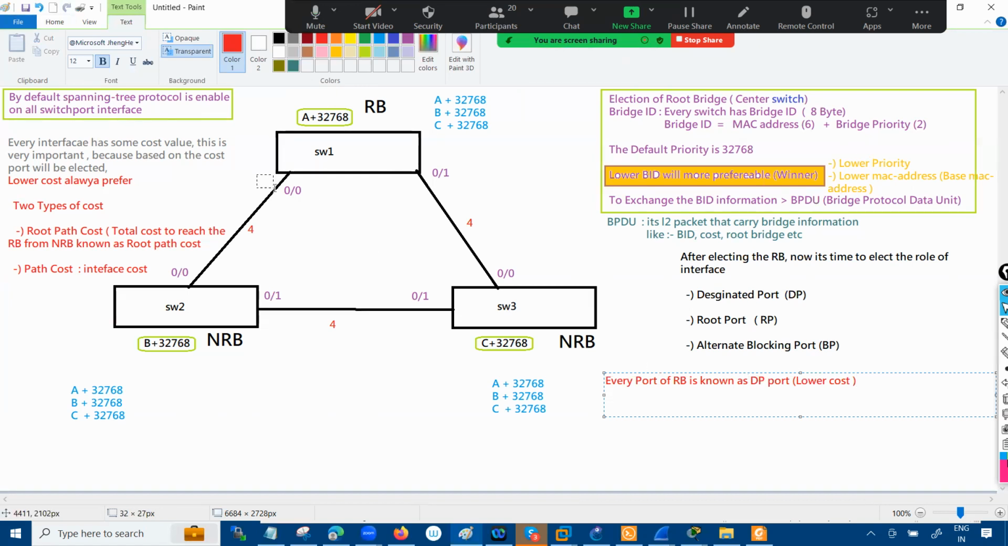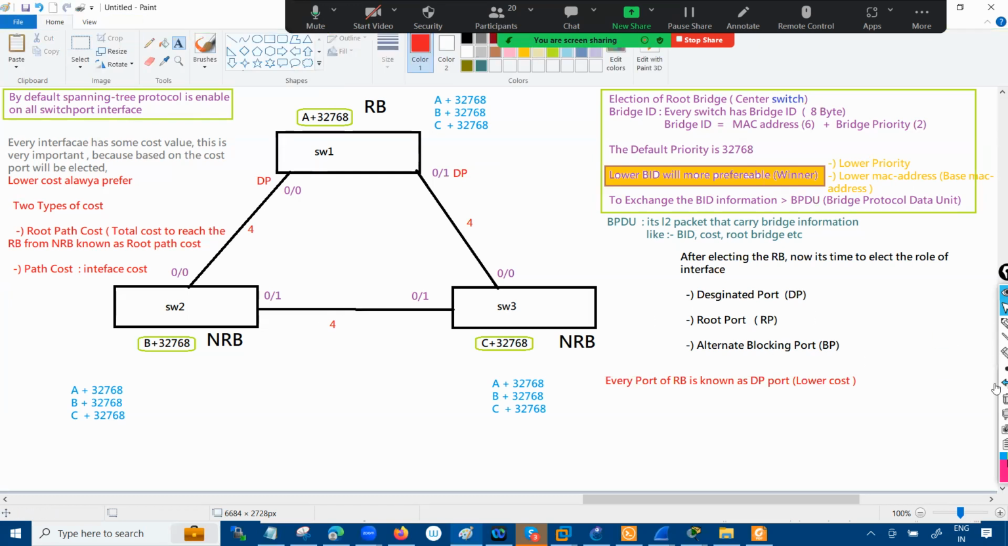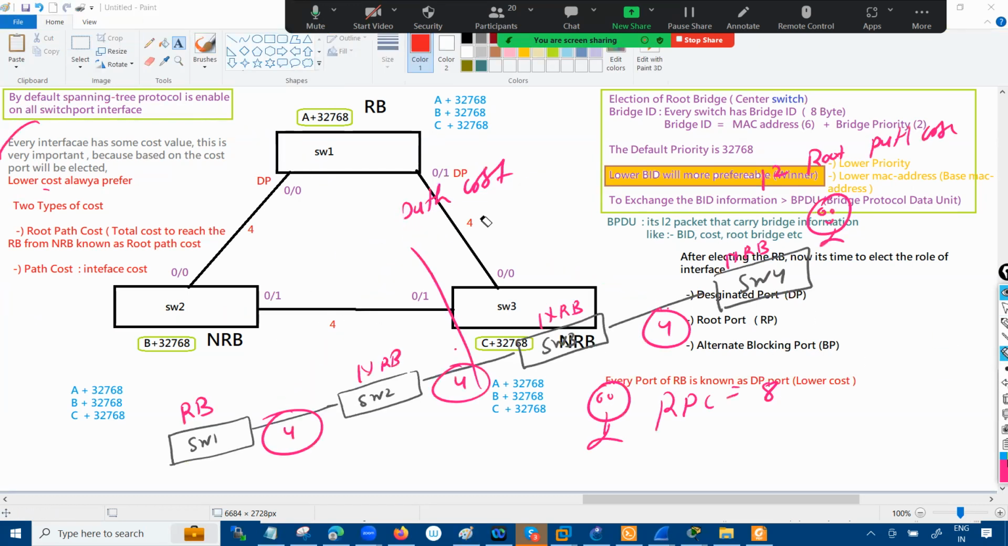So this guy will be a DP, right? Designated port, and this guy will be a designated port. Why am I calling this guy a designated port? The reason is that when the root bridge is going to send the BPDU, understand this diagram again, guys, please pay attention.